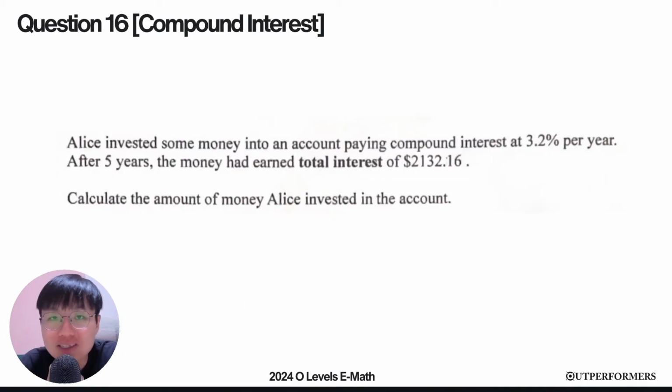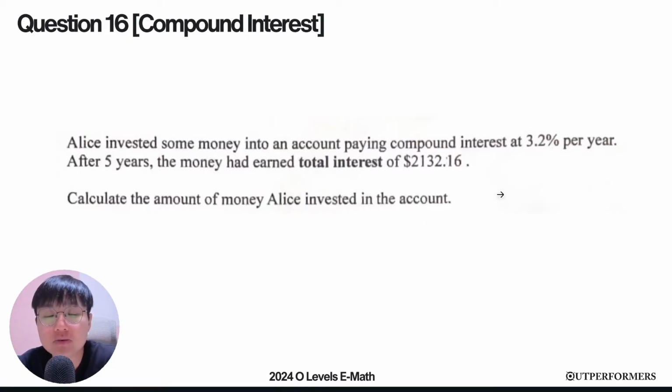On to the next question on compound interest. So this person named Alice invested some money into an account paying compound interest at 3.2% per year. After 5 years, the money had earned a total interest of this amount. Calculate the amount of money Alice invested in the account.